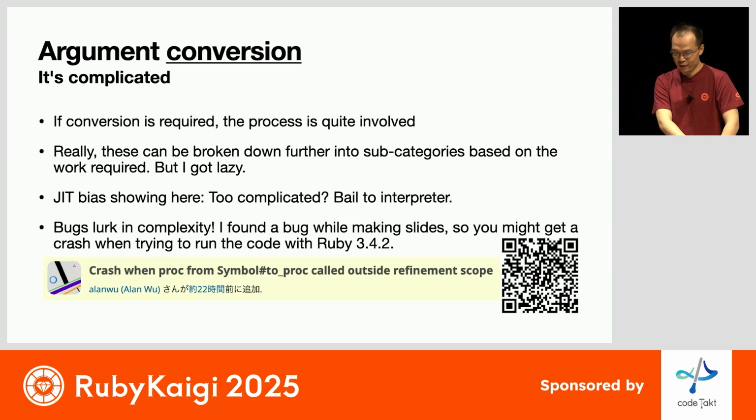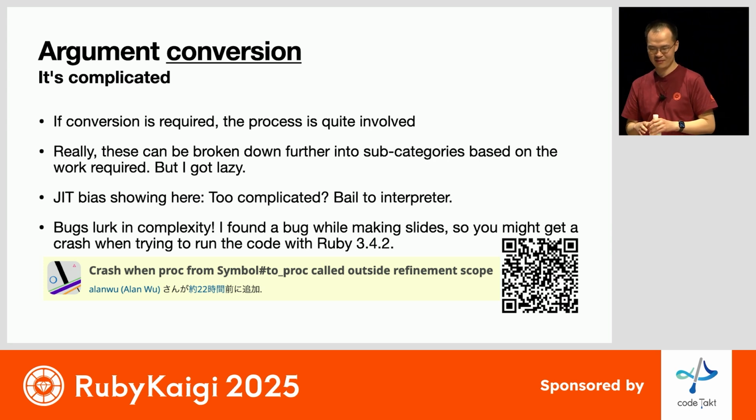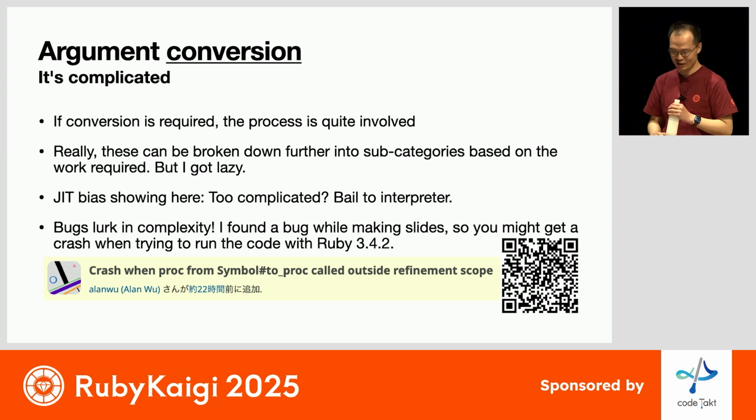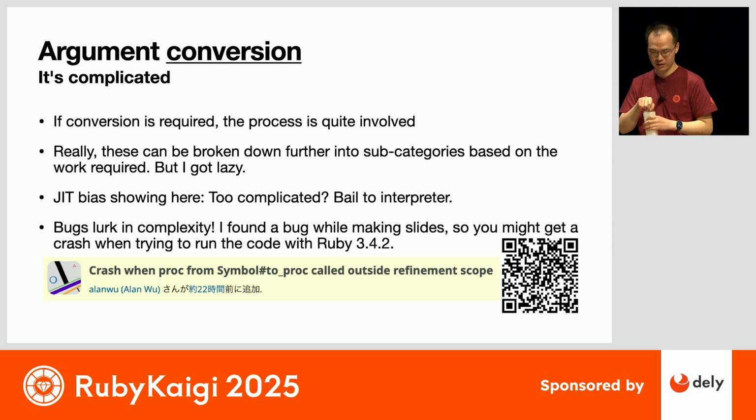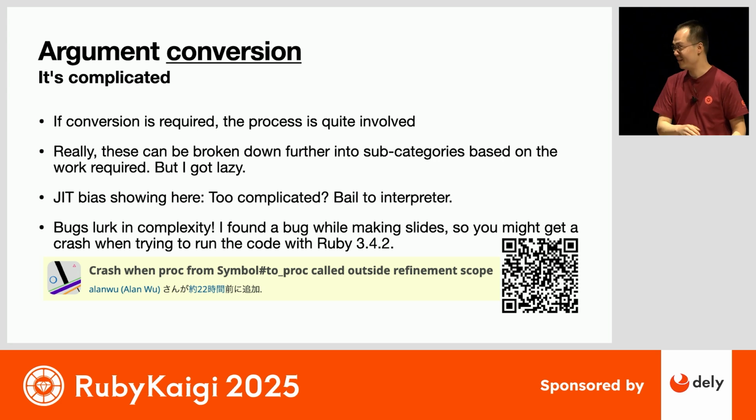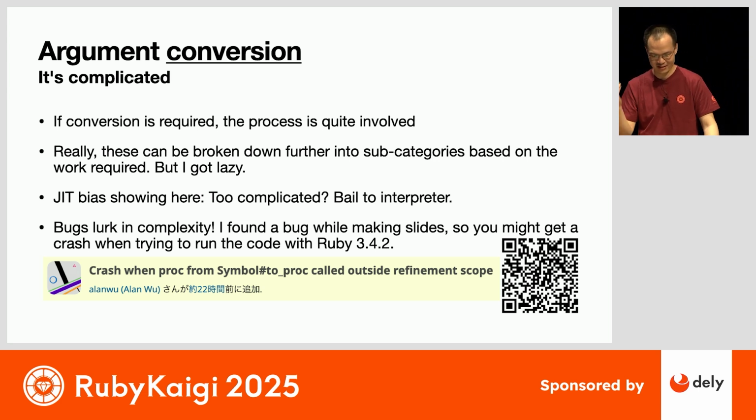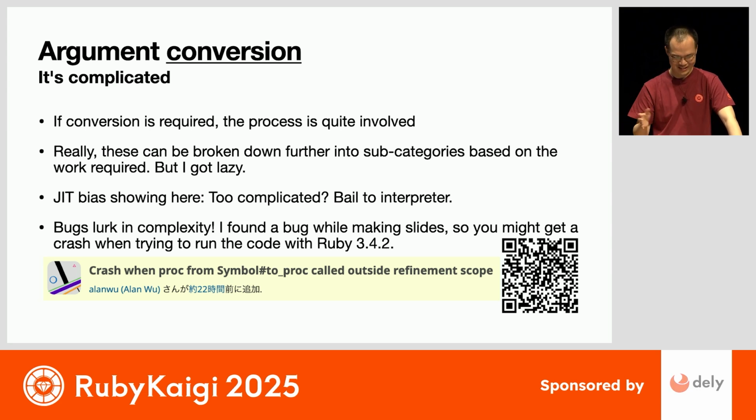Now, I want to point out that just because there are fast ways to implement things doesn't mean that the implementation is simple. The complicated parts of the semantics don't disappear, and they sometimes manifest as memory usage or bugs. And I found a crash while making the example program, so if you try and run it, you might get a crash. Also, I have to admit that I'm being kind of lazy with the categorization here by lumping all of these into just conversion.